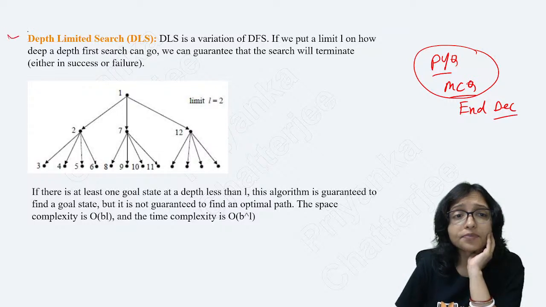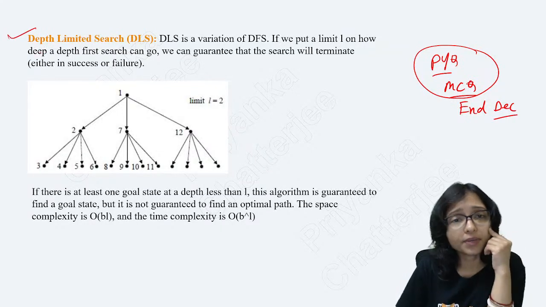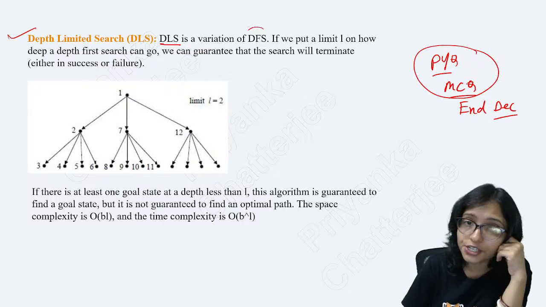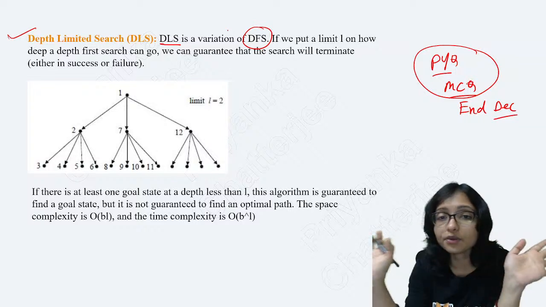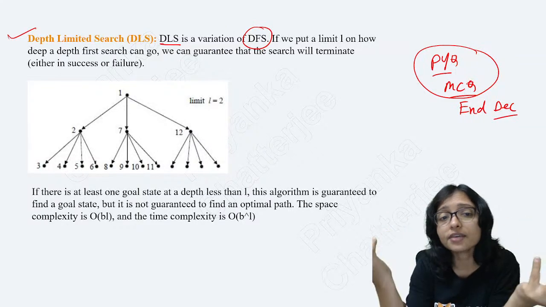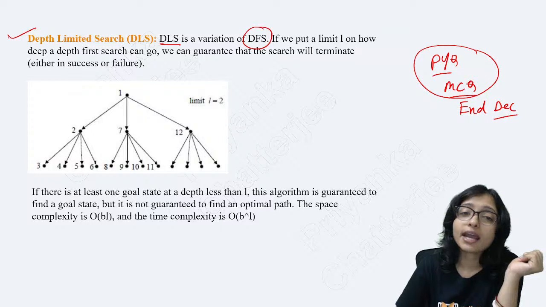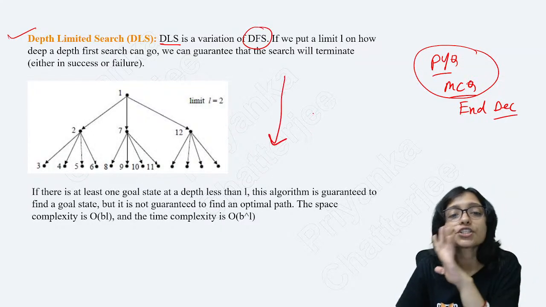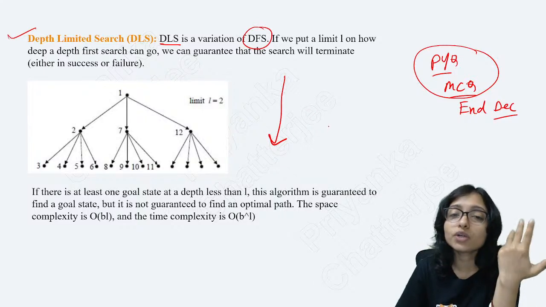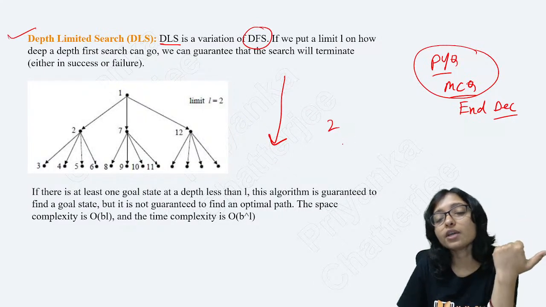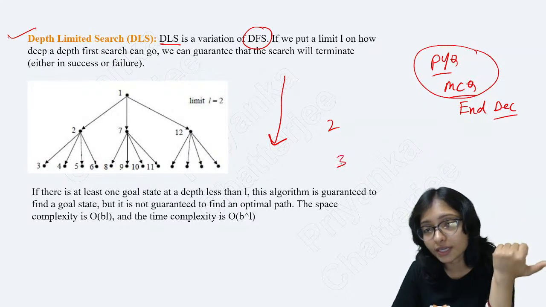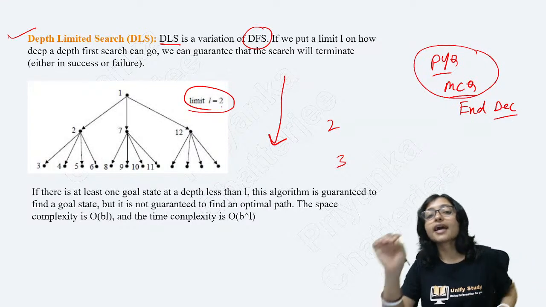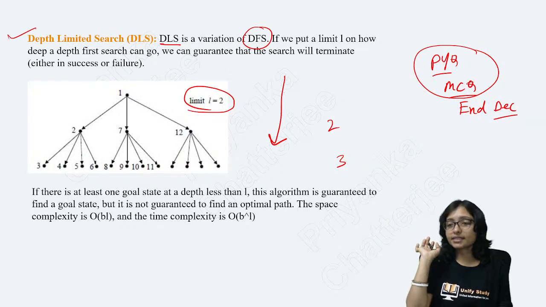Next one is depth limited search. What is depth limited search? DLS, depth limited search, is a variation of DFS only. Yesterday we discussed DFS. Where is the difference? The difference is how far I should go ahead. The depth will be mentioned, that you can go till depth 2 or till depth 3. The limit will be there. Since there is a limit, the name is depth limited search.